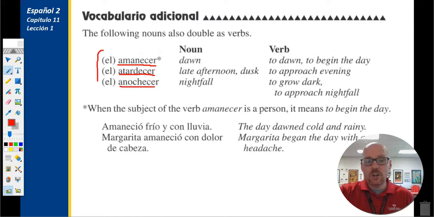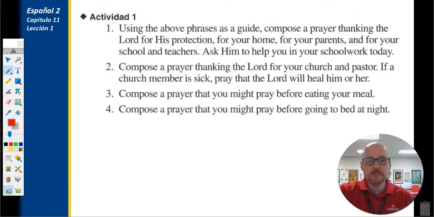If you put that article before the verb, it changes that verb to a noun. If you don't have that article there, then it is a verb. And if you put a person's name, like the example here, Margarita amaneció, that means Margarita started the day. She began the day. She dawned with a headache. So how it's used really determines if it's going to be a noun or a verb in the sentence.